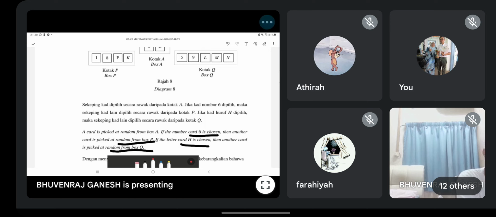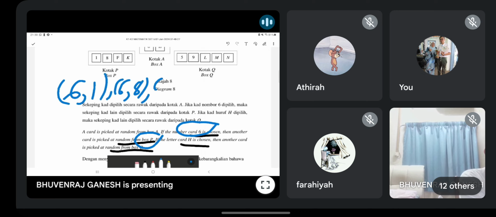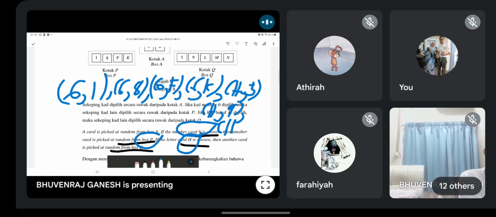So guys, what's the sample space? Okay, they say number card 6 chosen from box P. So you can have 6I, 6B, 6F, 6K. Izati, can you understand? Okay, then if you choose H, H5, you choose from Q. H9, HL, HM, HN. Okay guys, so this is your sample space. Ini adalah ruang sampel kamu.